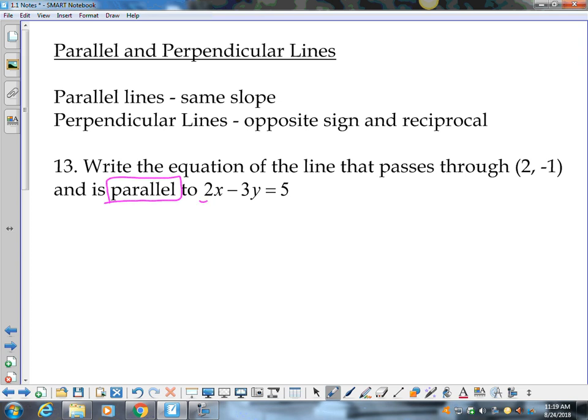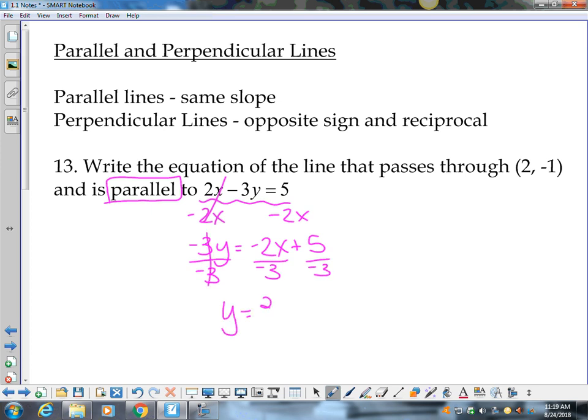Okay, so right now I need to find his slope. So I'm going to solve him for y very carefully, because if I screw this part up, the rest of the problem is toast. Watch your signs. Okay. His slope is 2/3. I'm parallel to him, therefore my slope is 2/3.